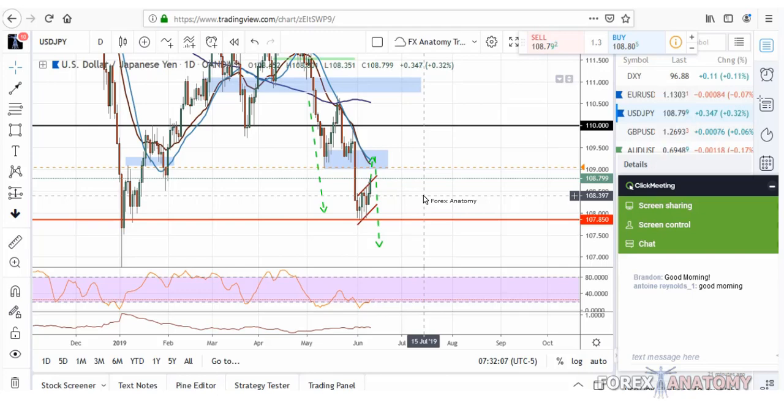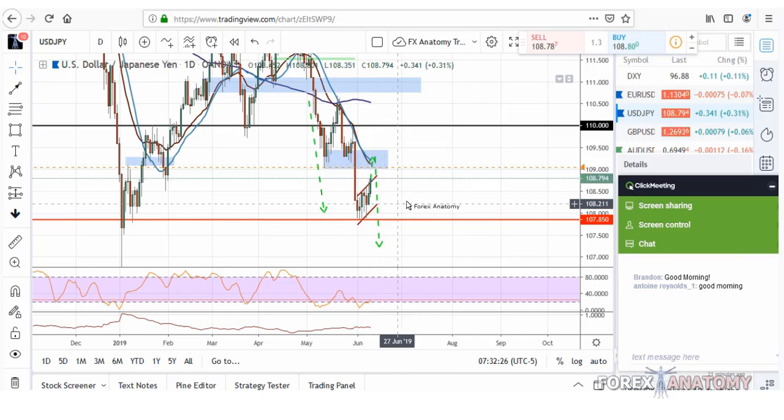And some of those core fundamental issues that created this safe haven flow to the yen haven't really been addressed. So of course, what we're expecting to see is a period of correction up to this area of supply up here, and then a rotation back into more yen strength, or a preference for the yen, which would mean to sell the US dollar versus the Japanese yen. So that's what we're expecting right now.